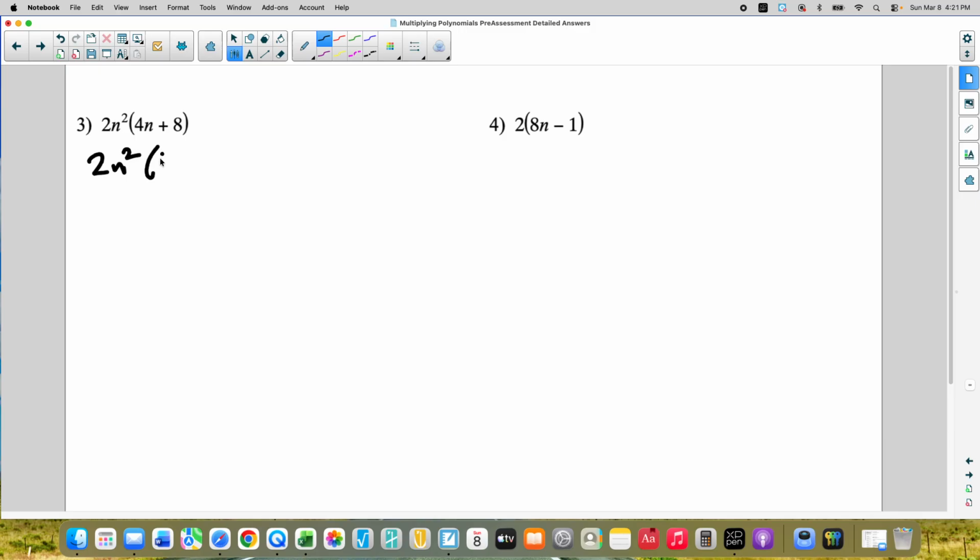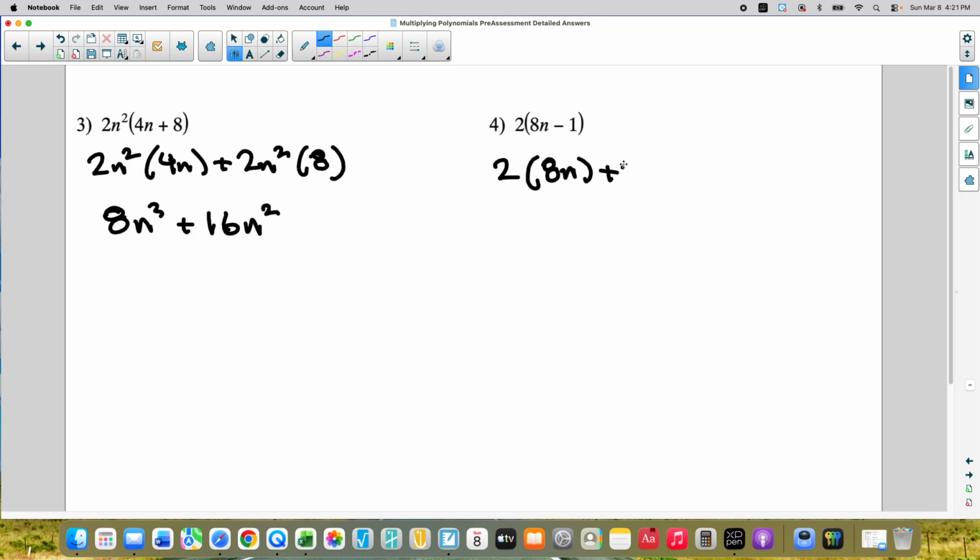2n squared times 4n plus 2n squared times 8. Coefficients, 2 times 4 is 8. Variables, like bases, we add their exponents, so that's n cubed. Constants, coefficients, 16n squared. Make sure your answers are in standard form. We have 2 times 8n plus 2 times negative 1, 16n minus 2.